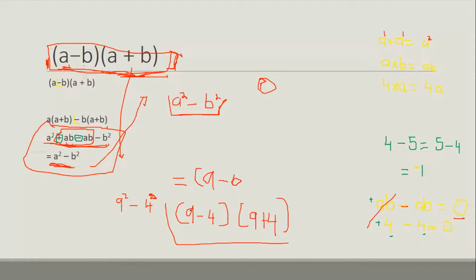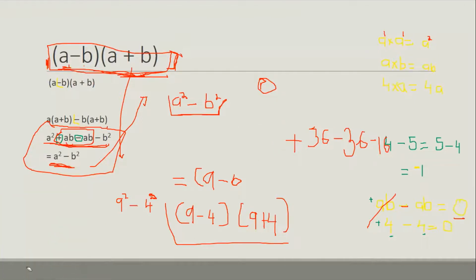Because when you multiply this 9 times what's here and this negative 4 times what's here, you get 9 squared. I want you to see this. 9 times 9 equals 9 squared. And then this 9 multiplied by this 4 will give you 36. And then negative 4 times 9 gives you minus 36. And then negative 4 times 4 will give you minus 16.